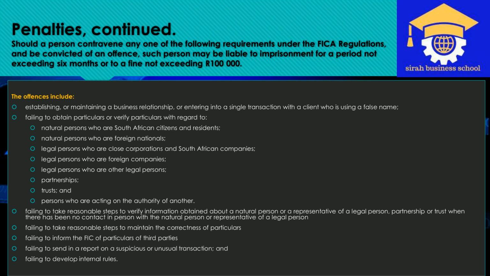Penalties continued. Should a person contravene any one of the following requirements under the FICA regulations, and be convicted of an offence, such person may be liable to imprisonment for a period not exceeding 6 months or to a fine not exceeding R100,000.